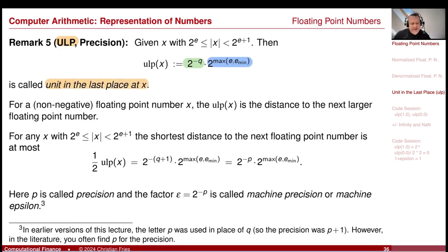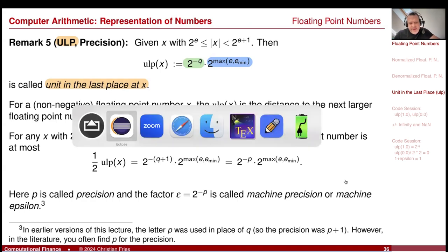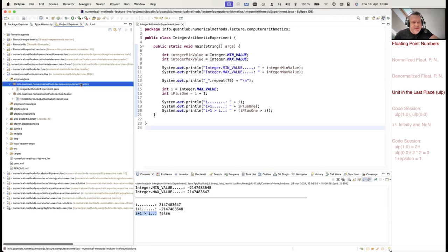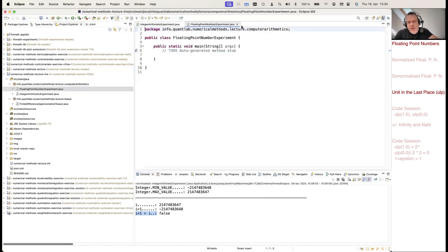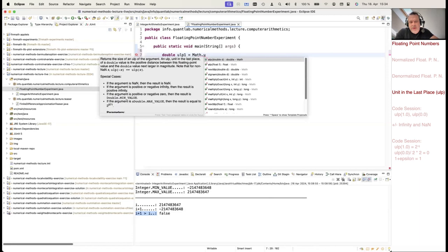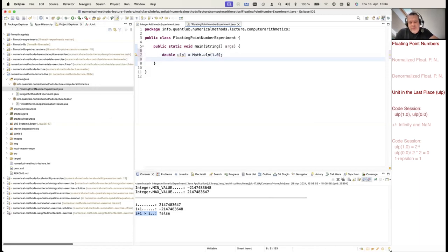And maybe I can also ask the computer how this guy looks like. So let's create a new experiment here. Okay, let's create a main method. And you can ask, for example, the ULP at one. So there is a function here that gives you this ULP of one. Maybe I print this. Okay, this is the ULP of one. Maybe we also ask the unit in the last place of zero.